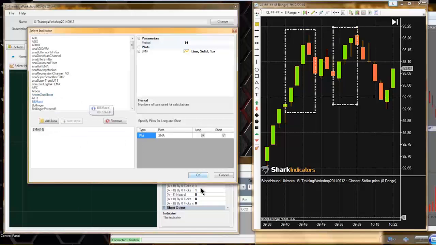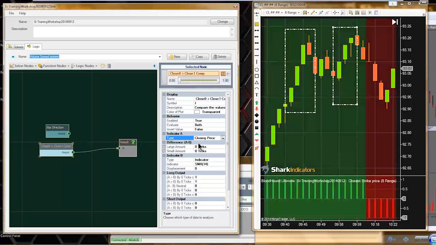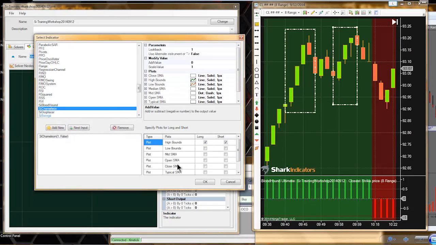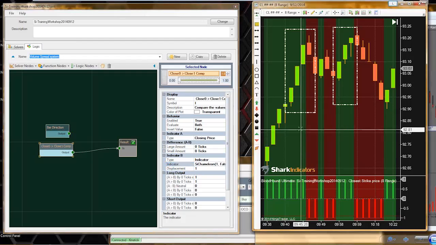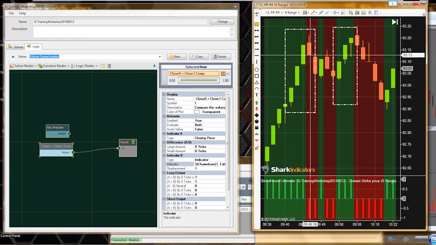Alright, to get the closing price, actually, I'm going to take a little shortcut here. I'm just going to set this to the closing price. That's the closing price of bar 0, the current bar. Now to get the closing price of a previous bar, 1 bar back, I'm going to use this displacement and set it to 1. That means I'm looking at the data 1 bar previous. And I'm going to have to use the SI chameleon indicator to get that price. So let's set this to chameleon, and I want the closing price. If we look at the output from this solver, every time the closing price is higher, we get a long output, and when the closing price goes lower than the previous bar, we get a short output. Like so.